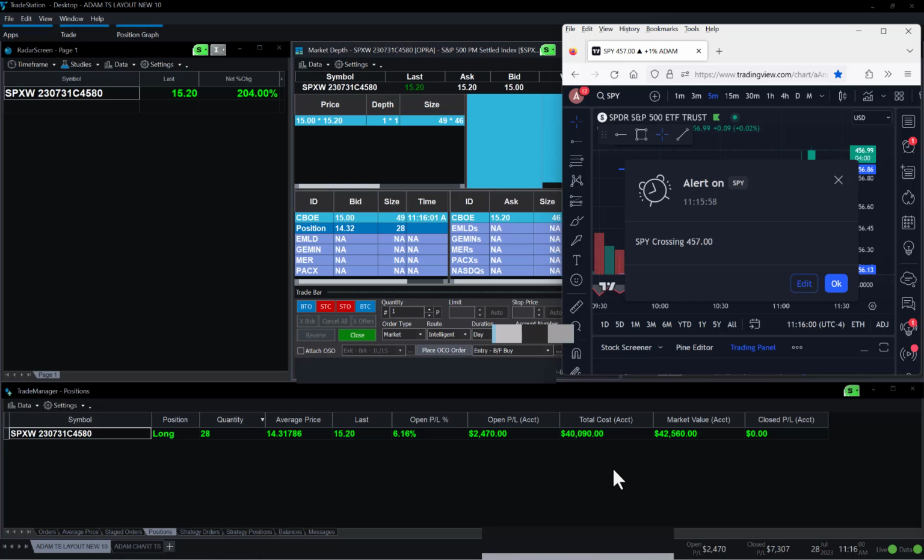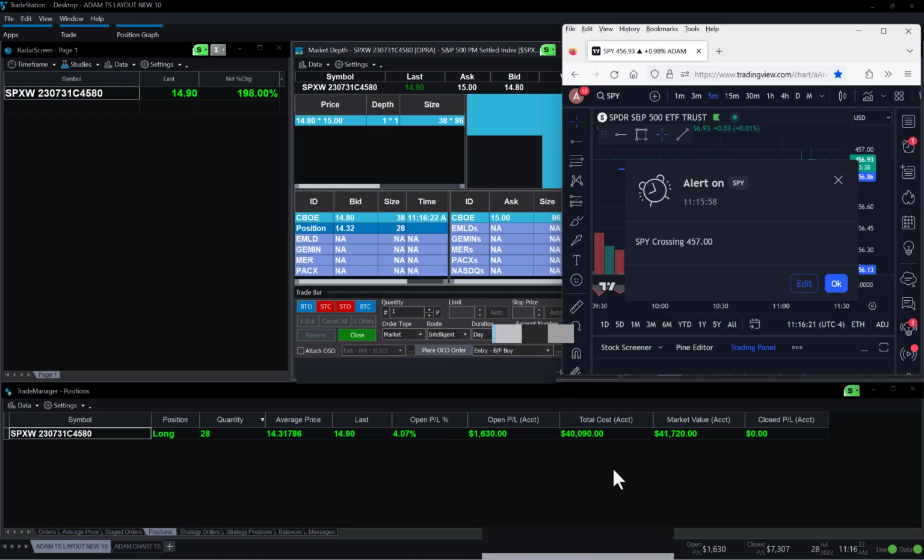Everything looks so good. Right now, as you can see, here's my level. We break 457. That means this is confirmation for me. We are going to break even more. Let's see what's going to happen. As you can see, I'm up almost $2,500. And no panic, nothing.